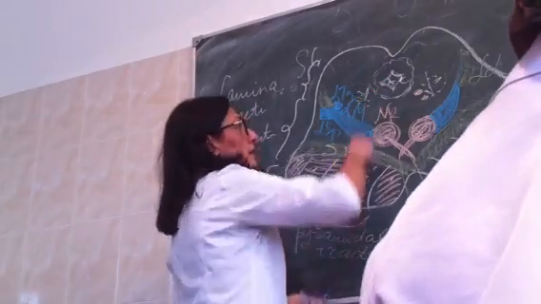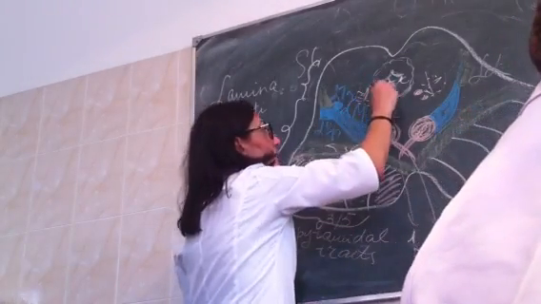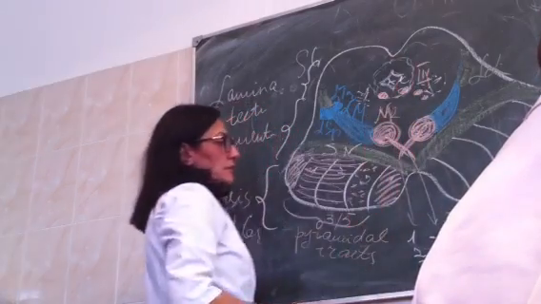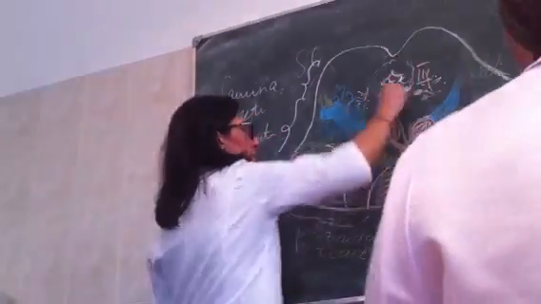On the floor of the aqueduct, we have the motor nucleus of the oculomotor nerve. This nerve arises from here.